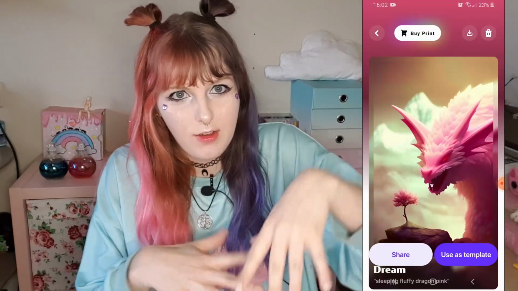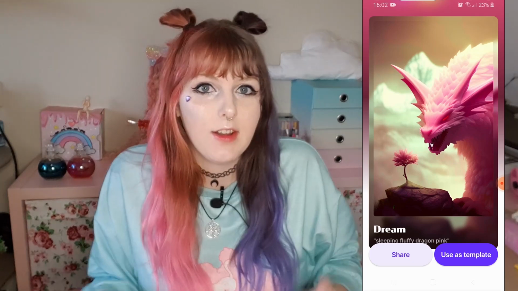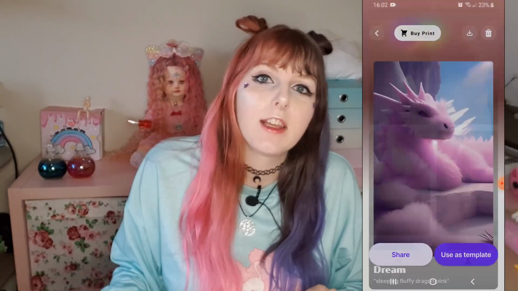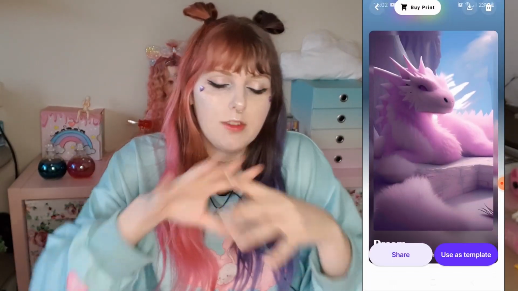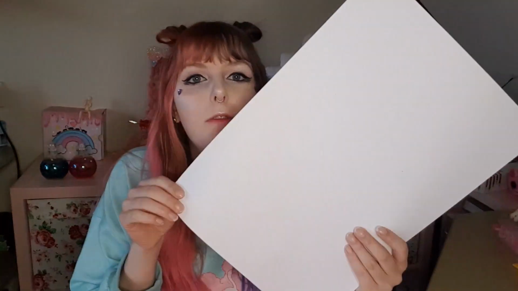I generated some cute pictures. It's a dragon looking weirdly at this flower. It's another picture of a fluffy dragon, and I want to combine the two because the first one has a little bit of a weird red face, so I want to combine them and make a cute one myself. So I'm gonna use this sheet of paper and I will make hopefully a merge between those two pictures.